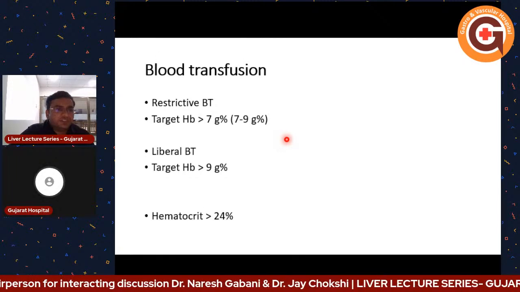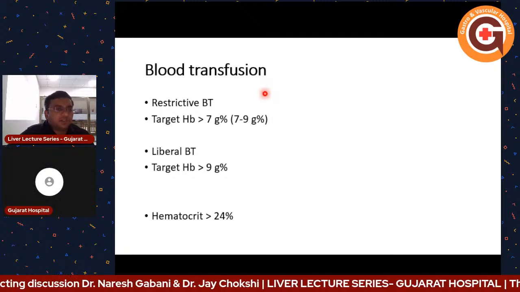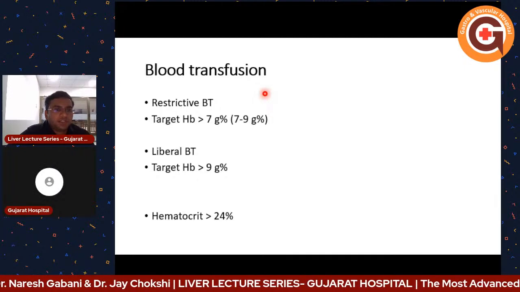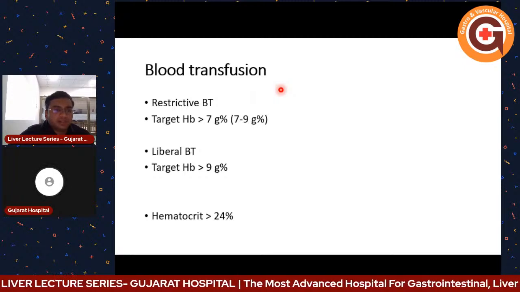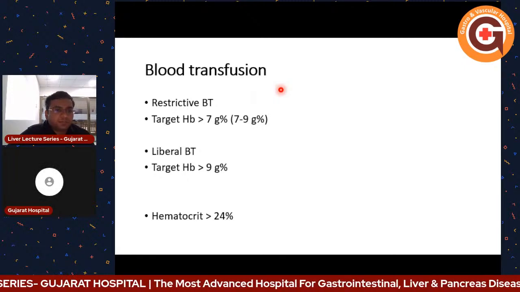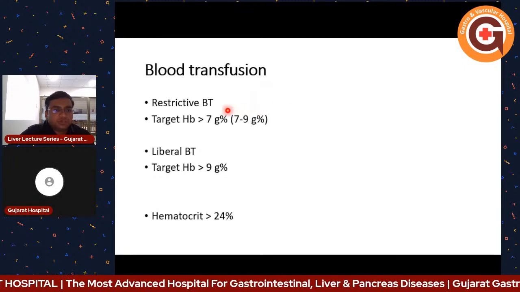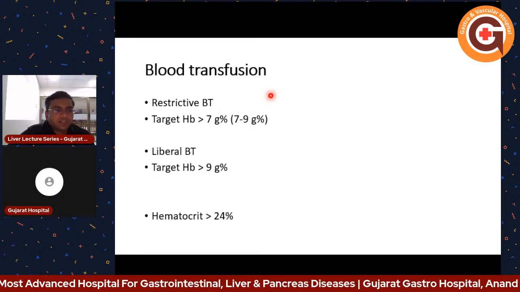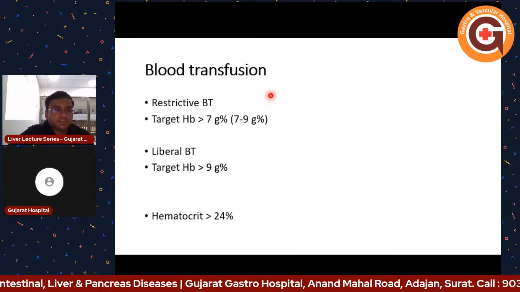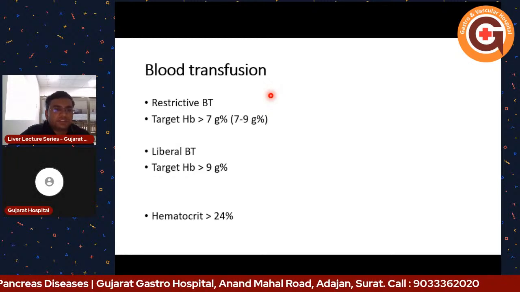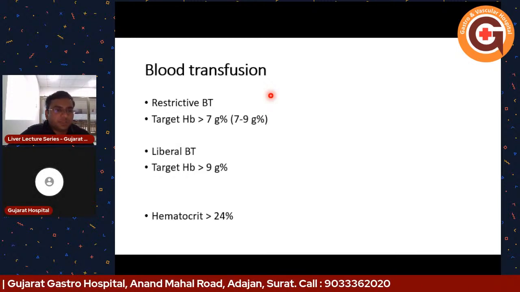Fourth is blood transfusion. We have to maintain blood volume also. We have to keep the target hemoglobin level of more than 7 grams. So if the patient's hemoglobin is less than 7, then we should transfuse, and if it is more than 7, then we can just monitor with IV fluids and other pharmacological therapy.